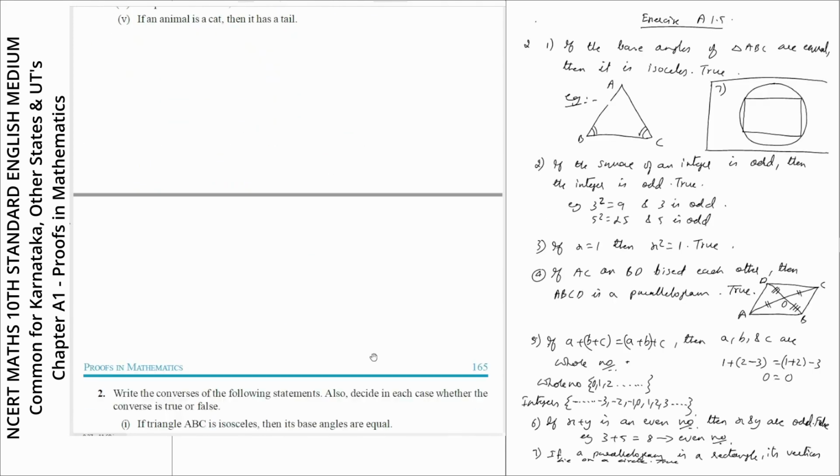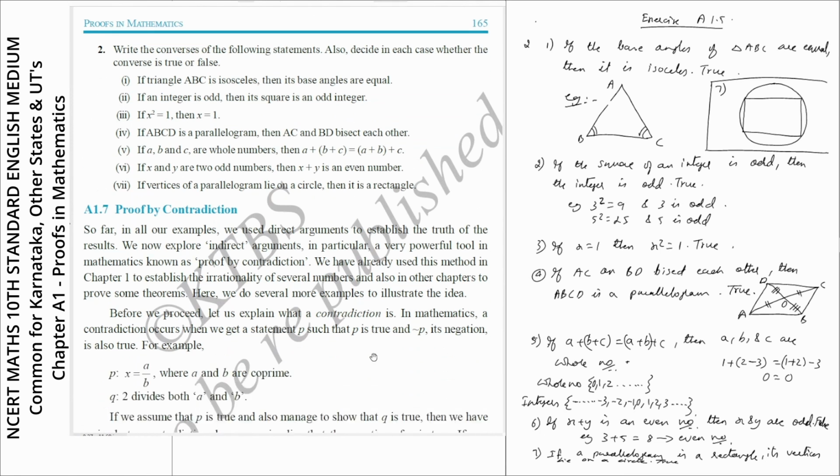Exercise A 1.5, question number 2. Write the converse of the following statements. Also decide in each case whether the converse is true or false. First sub question, if triangle ABC is isosceles, then its base angles are equal. So the converse is, if the base angles of a triangle ABC are equal, then it is isosceles. And this statement is true.